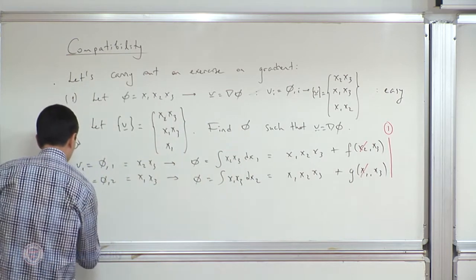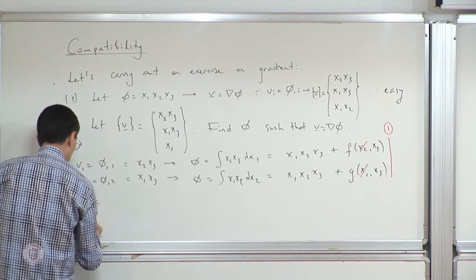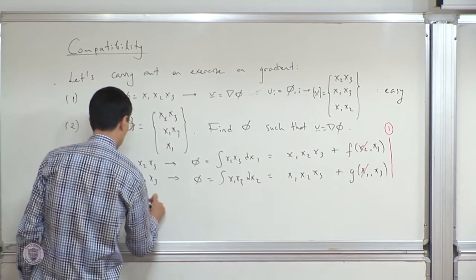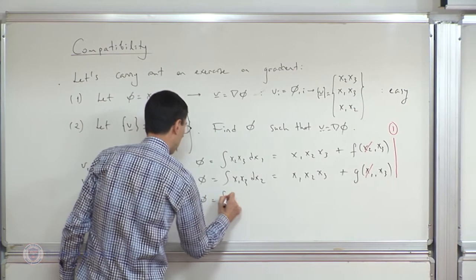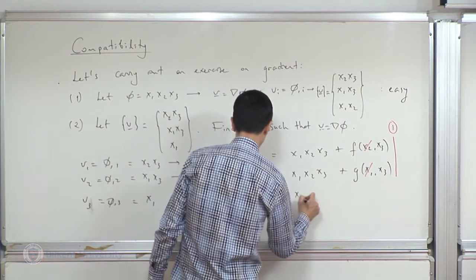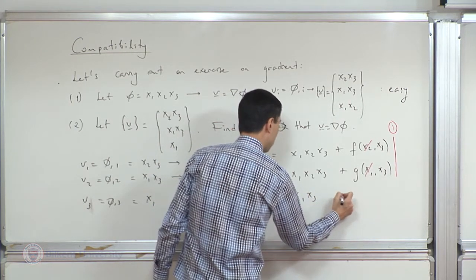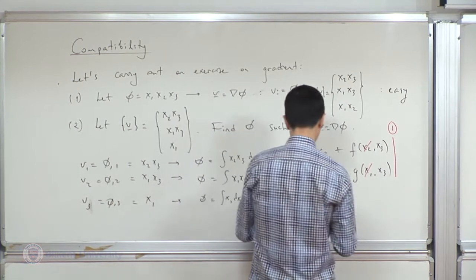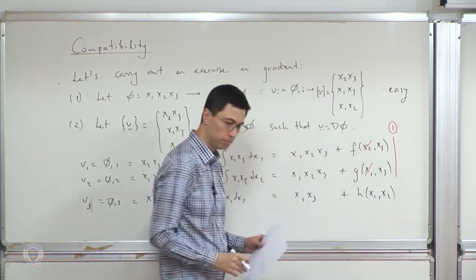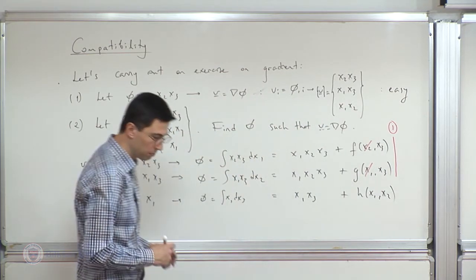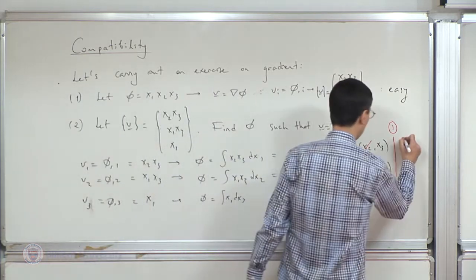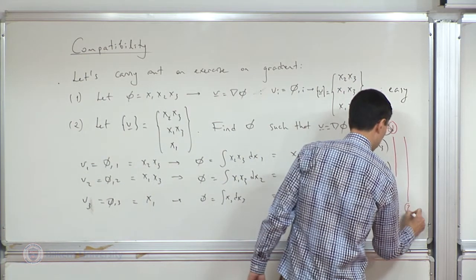OK, but anyway, even if that were true, let's move on and look at the last one. The last one is x1. So phi must be equal to x1 dx3. And therefore, phi must be equal to x1 x3 plus some function, let's call it h. So now I compare all of this. And that's my second analysis.